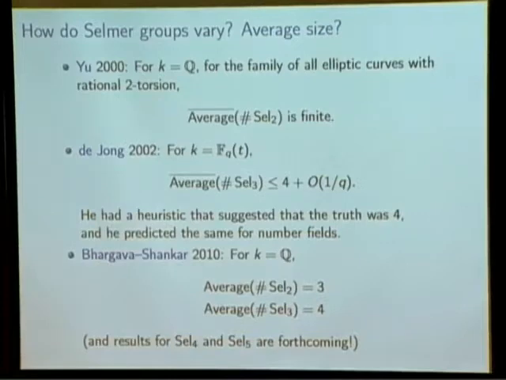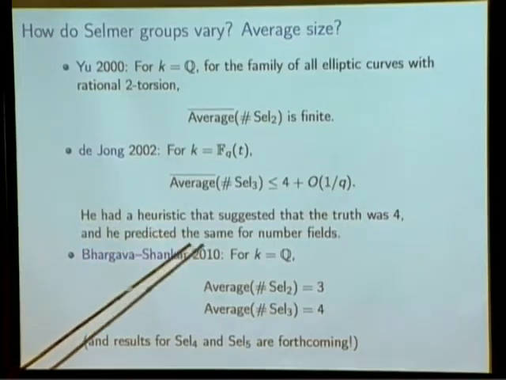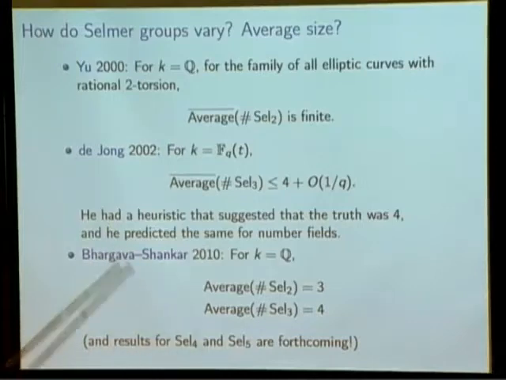And the method here was to count how many Selmer elements you have and how many elliptic curves you have up to height, and then take the ratio. So it's similar to what Mundrel did, except that it was less precise. He was only getting an upper bound, and the upper bound wasn't sharp either.